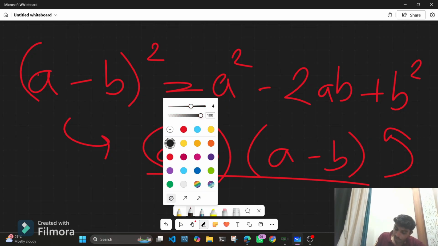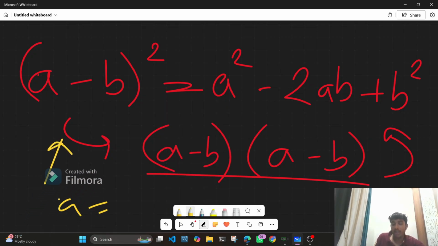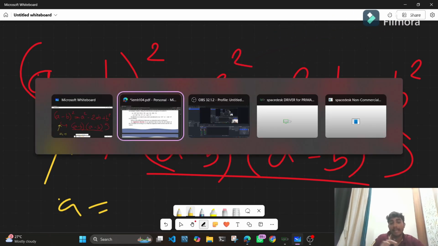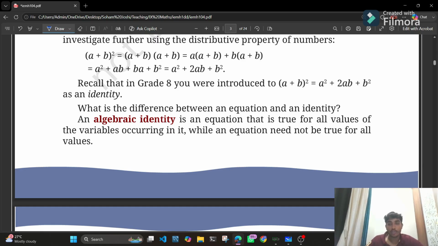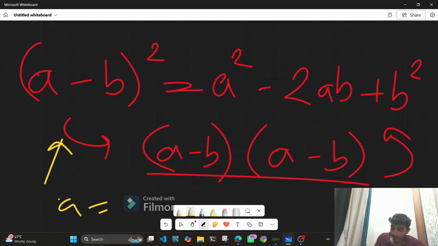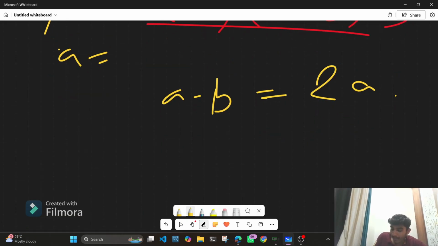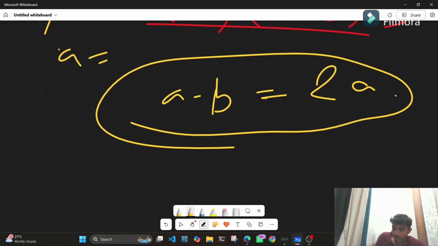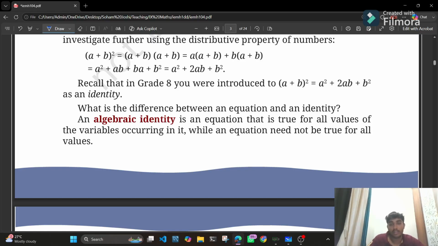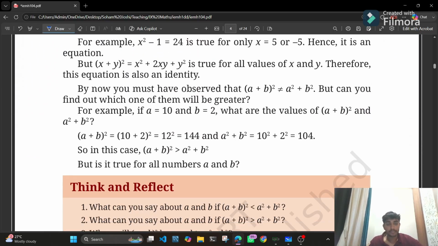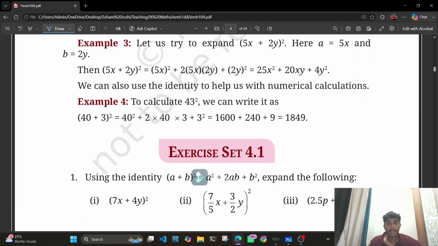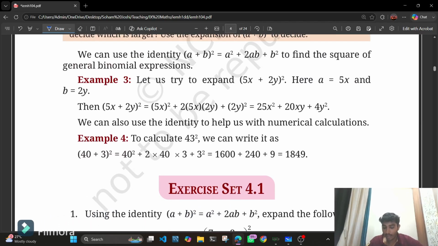This is true for all values of a and b. You take any value, you may take it as a fraction, a negative number, or a positive number, any value, this identity is always true. But an equation is not. If I say that a minus b is equal to 2a, there are only some certain values that satisfy this equation. So that is why this is an equation, right? Okay, cool.